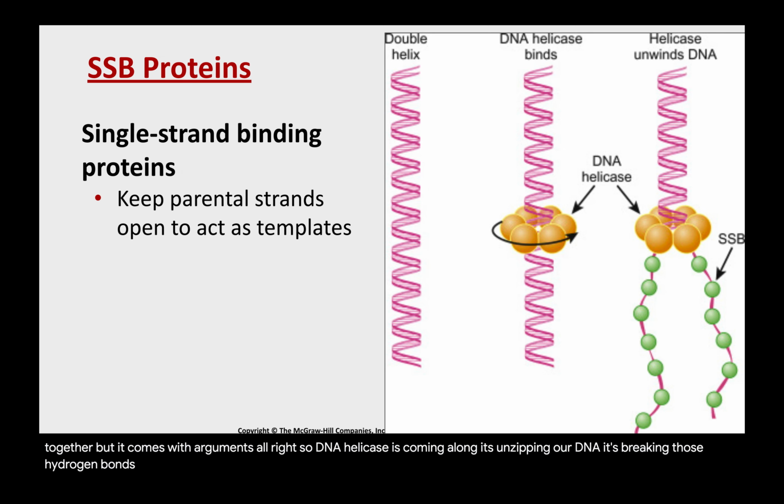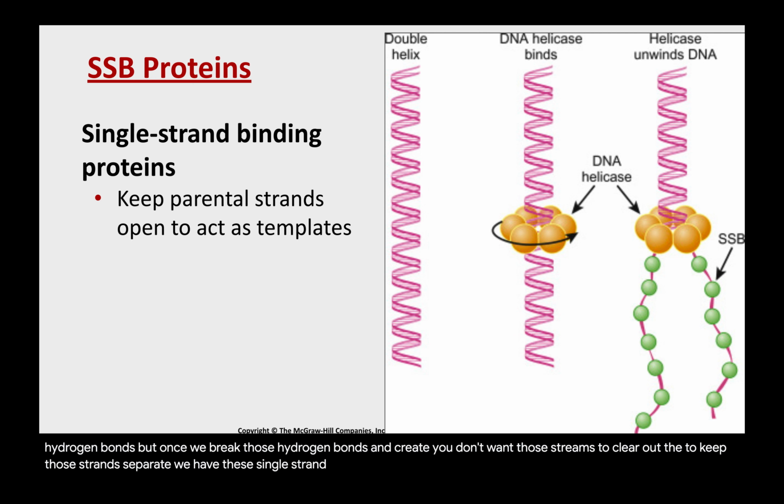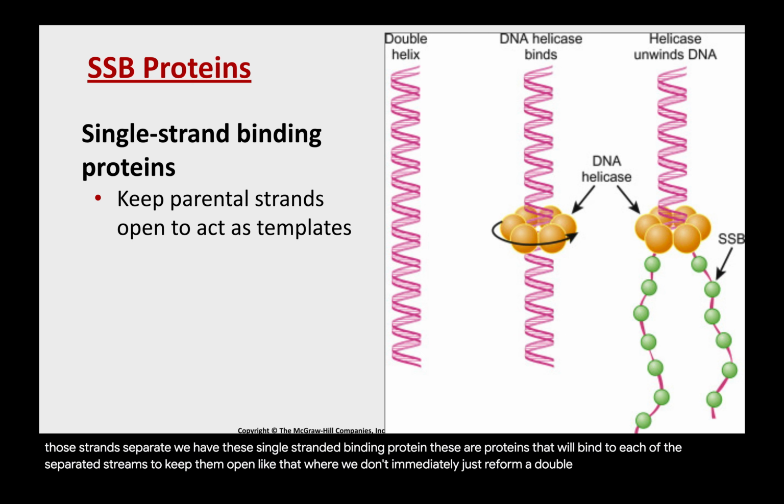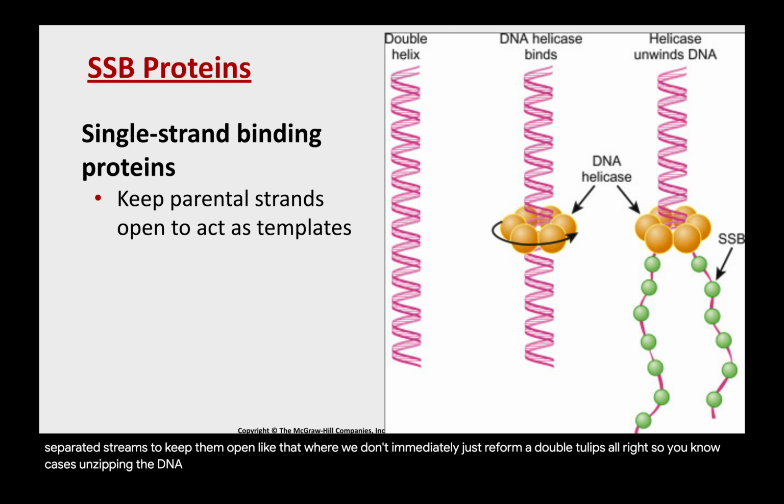But once we break those hydrogen bonds and create 2 single strands, we don't want those strands to pair up again. So to keep those strands separate, we have these single-stranded binding proteins. These are proteins that will bind to each of the separated strands to keep them open. That way we don't immediately just reform a double helix. So helicase is unzipping the DNA, and these single-stranded binding proteins are binding to those strands so it doesn't rezip itself together.